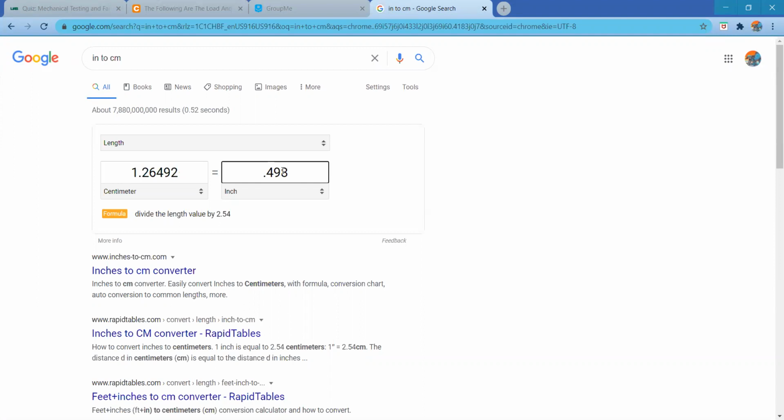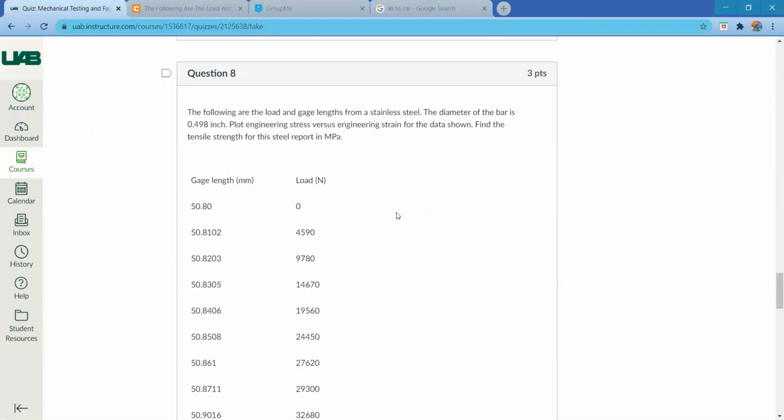That gives us 1.26 centimeters. Let's see, 0.498 times 2.54. Yep, 1.26. So the conversion factor is 1 inch equals 2.54 centimeters. Now from centimeters to millimeters, you divide by 10. So our answer is going to be, or my bad, multiply by 10.